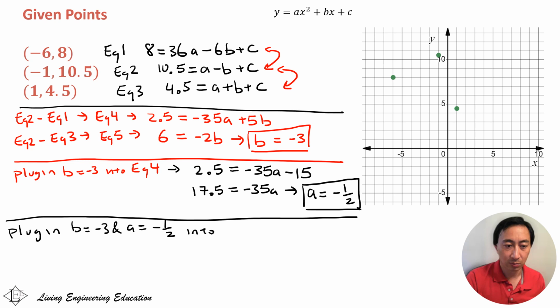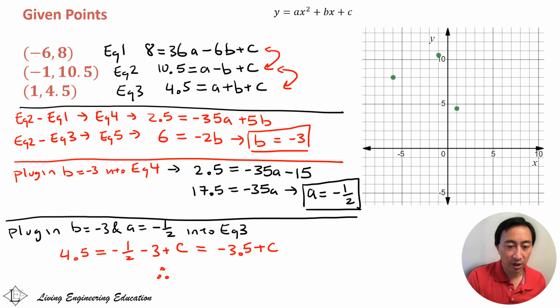So we plug it into, and I will choose equation 3. Right? So equation 3, I have 4.5 equals a plus b plus c. So a is negative 1/2, b is negative 3, and I'm solving for c. So negative 3.5 plus c. So this gives me 4.5 plus 3.5, which is 8. So c is equal to 8.